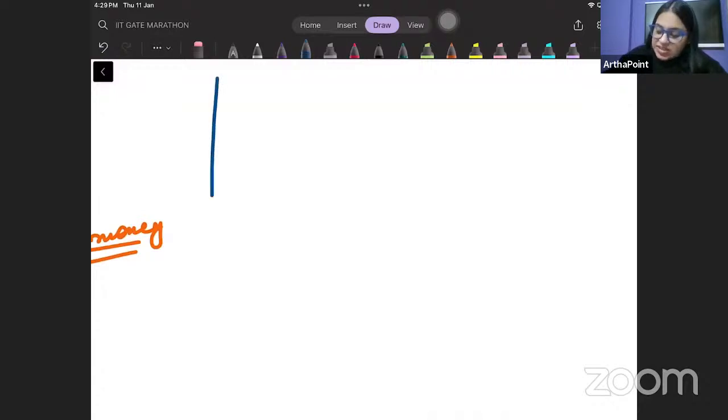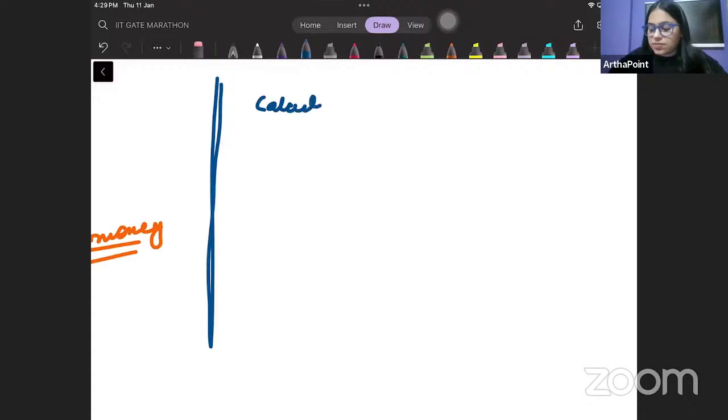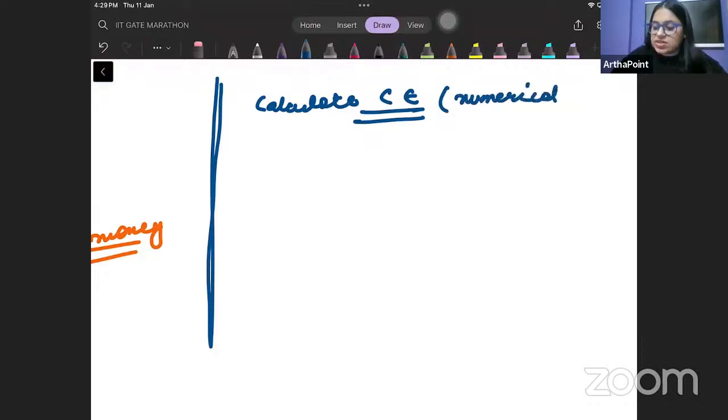Now, the next thing that can be therefore asked in exam is calculate certainty equivalent. Right. Again, I want you to practice numerical sheet today itself. There is a question on certainty equivalent in the numerical sheet.